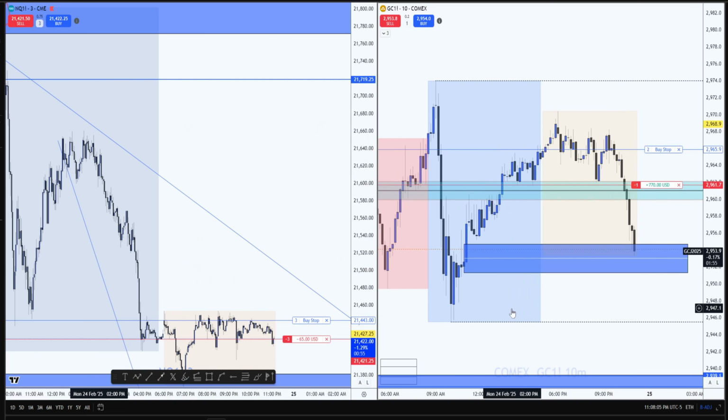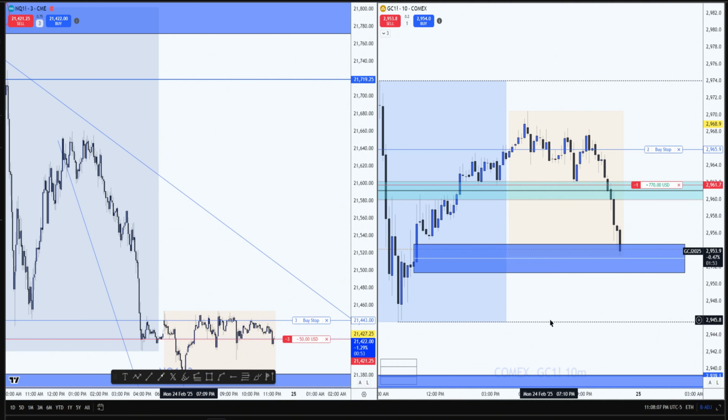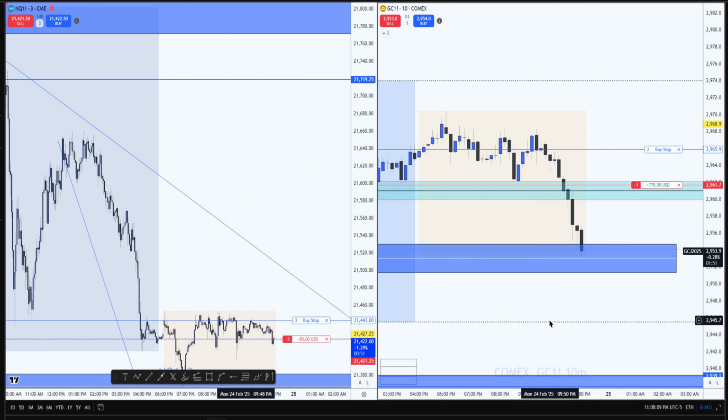Trillions of dollars move through CME's markets every single day. They are the god of these markets. They are the controllers of the market.